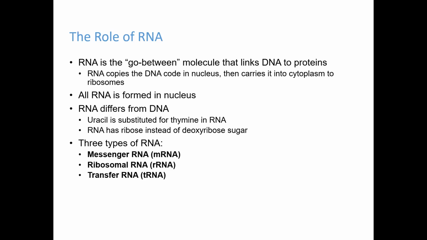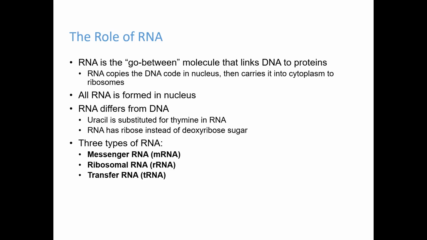So we use three different types of RNA. Now they're different a little bit from DNA in the sense that RNA has an extra oxygen in its sugar. That's why we call it ribose, 5-carbon sugar. We call DNA deoxyribose, 5-carbon sugar missing an oxygen. So the three types of RNA are messenger RNA, ribosomal RNA, and transfer RNA. These are the three different types.